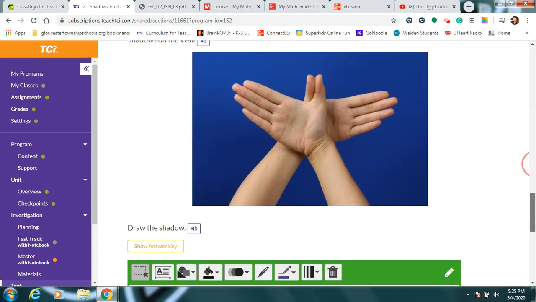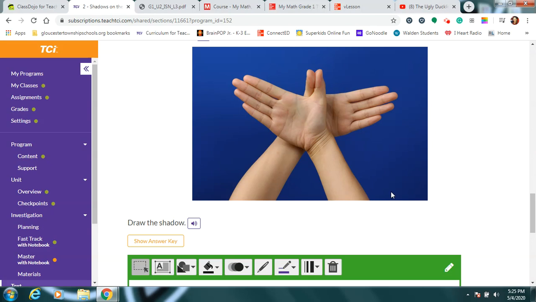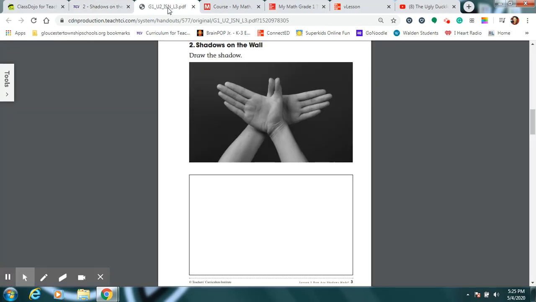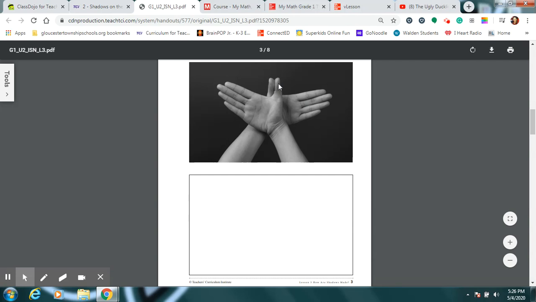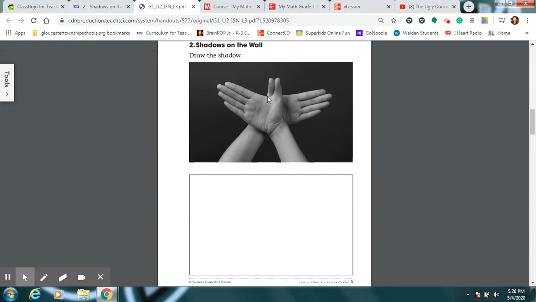Now look for this page in your workbook. It has a couple of hands at the tippy top and says shadows on the wall at the top with the number 2. Now here's what you need to do. Just like these two thumbs are twisted together, twist your thumbs together, wrap them together like that so that you can see the inside of both your hands. And then have someone at home shine a flashlight on you and cast your shadow against the wall. Now, can you see what it looked like?